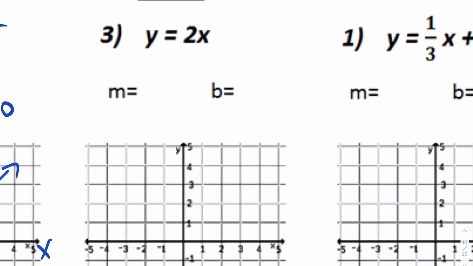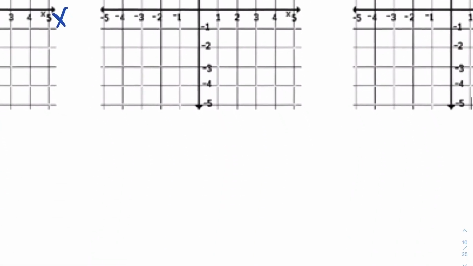Now let's just do y equals 2x. In the equation, we have y equals mx plus b. That's the formula. So for the letter m, we have 2. Do I have plus anything? It's a plus 0, so b is 0. Now let's make a table for that.